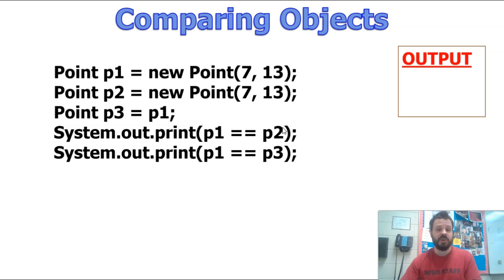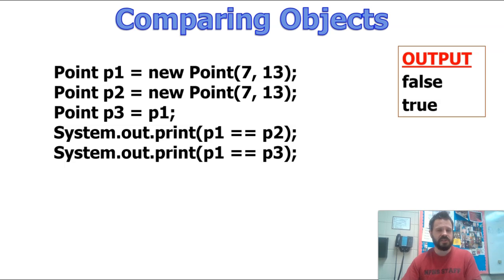Let's take a look at what happens when you evaluate some Boolean expressions. p1 equals equals p2 and then p1 equals equals p3. When I run this code, p1 equals equals p2 actually is going to print off false. Now, why is that? That doesn't really make sense. We're talking about the same point essentially, both with x coordinates of 7 and y coordinates of 13, but Java is going to give us a false when we evaluate this expression. Now when I do the second expression, p1 equals equals p3, Java is going to give me a true.